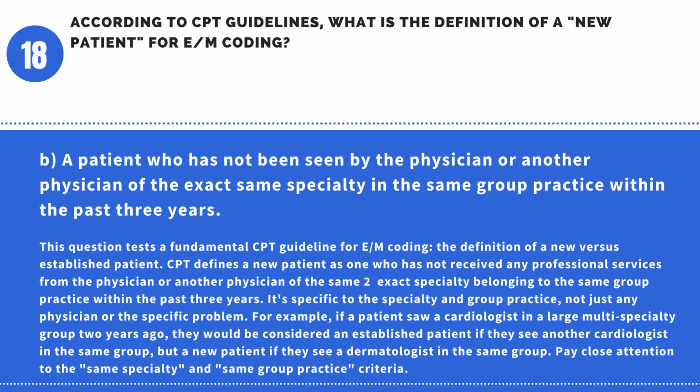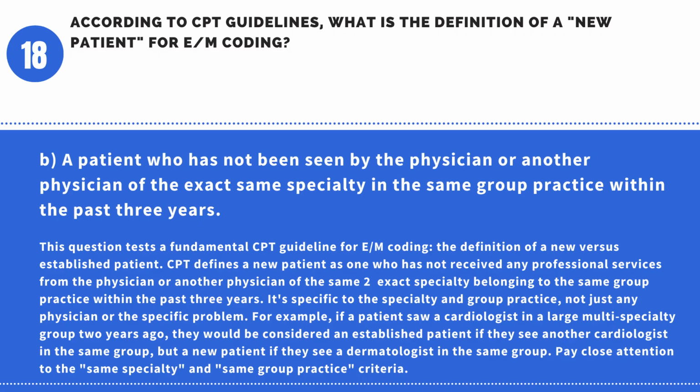Answer: B. A patient who has not been seen by the physician or another physician of the exact same specialty in the same group practice within the past 3 years. This question tests a fundamental CPT guideline for E/M coding, the definition of a new versus established patient. CPT defines a new patient as one who has not received any professional services from the physician or another physician of the same exact specialty belonging to the same group practice within the past 3 years. It's specific to the specialty and group practice, not just any physician or the specific problem.